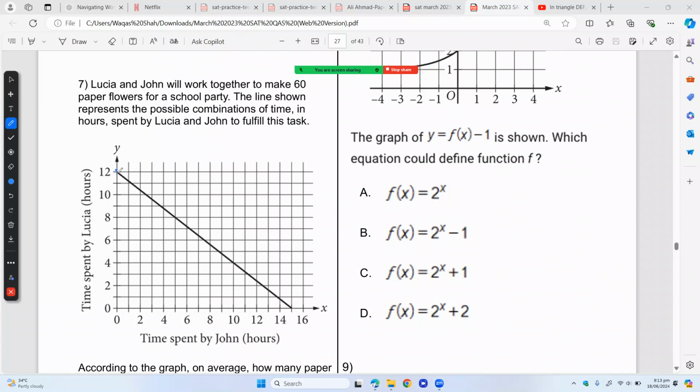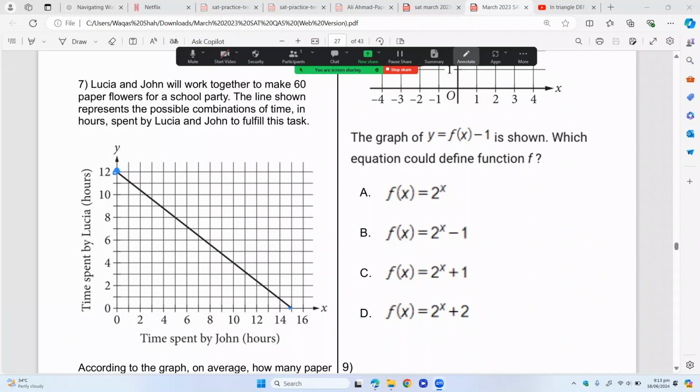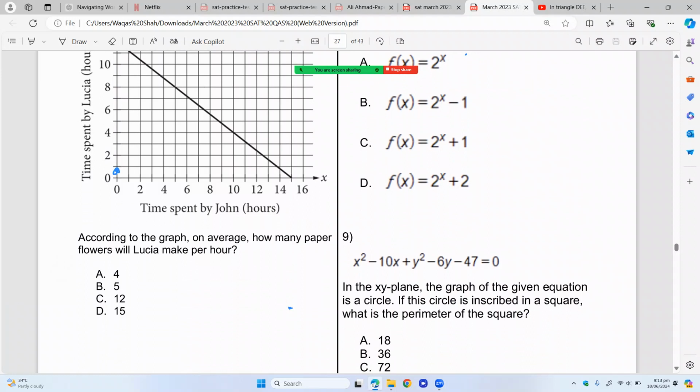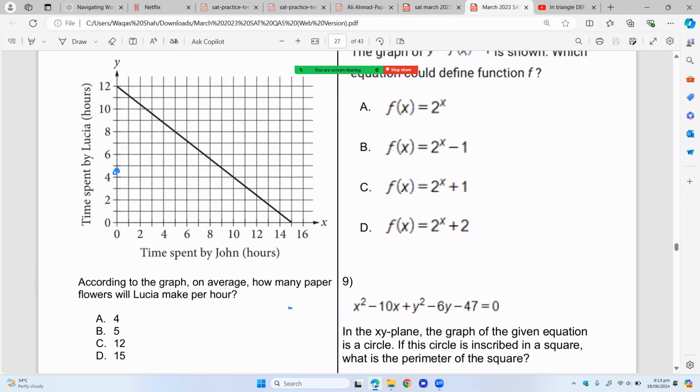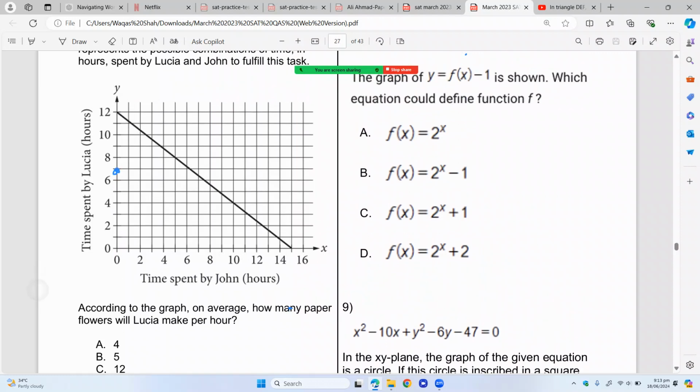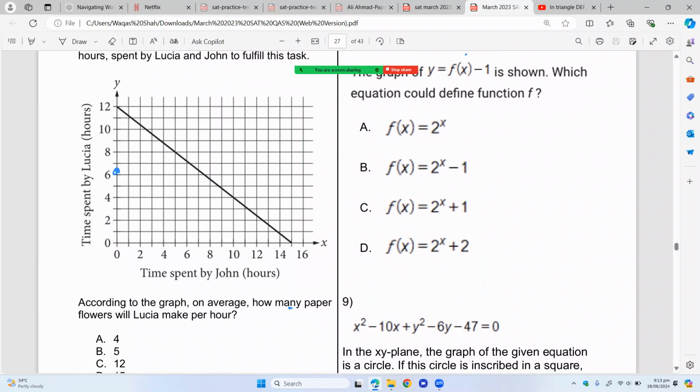So this is the point where Lucia will spend 12 hours and John will spend 0 hours, and at this point John is spending 15 hours and Lucia is spending 0 hours, right? So let's see which one is the correct option. According to the graph, on average, how many paper flowers will Lucia make per hour? In this case, we have to find the average number of flowers made by Lucia per hour.